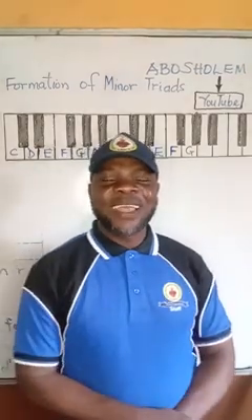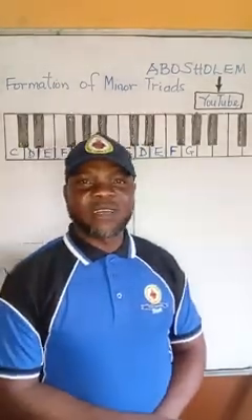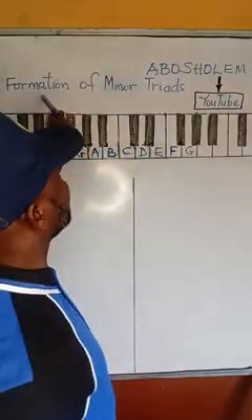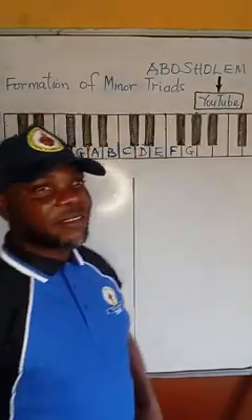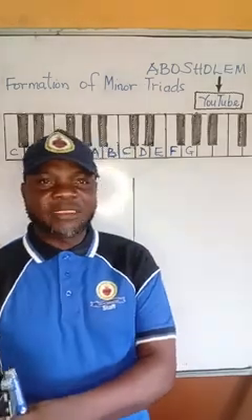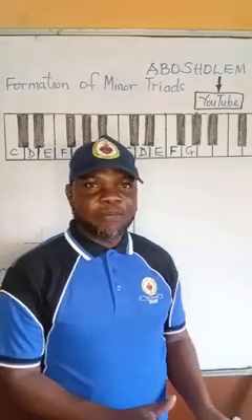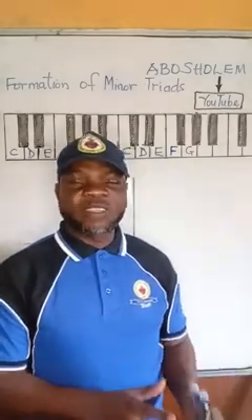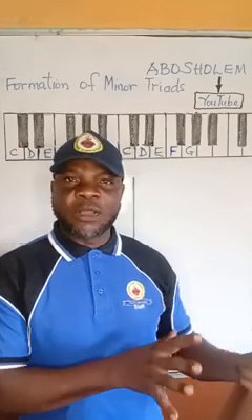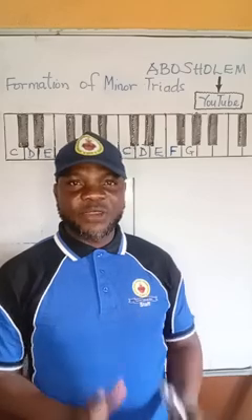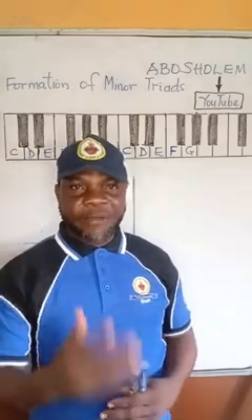Hope you're fine. All right, today I want to quickly discuss the formation of minor triads. Now, as we have major triads in the major scales, so likewise we have minor triads. There are three of them. Minor triads can also be called secondary triads, or you simply say secondary chords. Let us briefly discuss how they are formed.